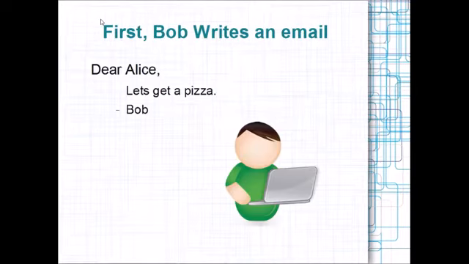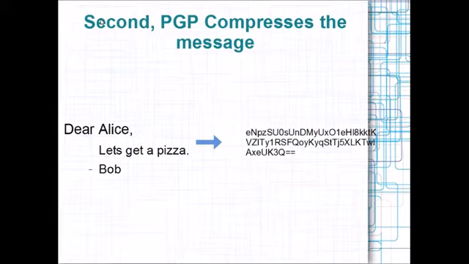So let's get into how it works. First, we're going to start with an example of Bob writing an email to Alice. It says, "Dear Alice, let's get a pizza." Then the second step is that the PGP tool compresses the message, and just for the fun of it, I used an online compression tool to compress this message down to that.